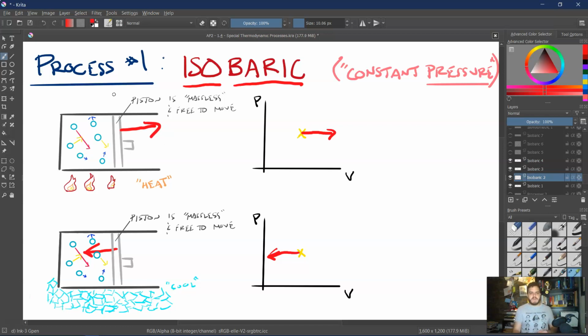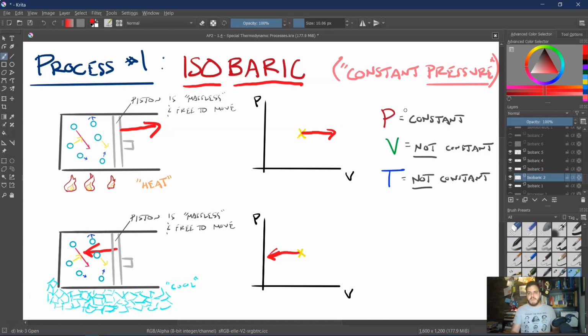For both of these, an isobaric expansion and an isobaric contraction, the pressure stays constant. But that means that the V changes, and we can see that here because we're expanding it here, and here we are compressing. And the T is additionally not constant. Because if I'm moving this way, remember that means the temperature is going up. So as we add heat, the temperature inside increases as the volume increases. And in this situation, the temperature is going down.